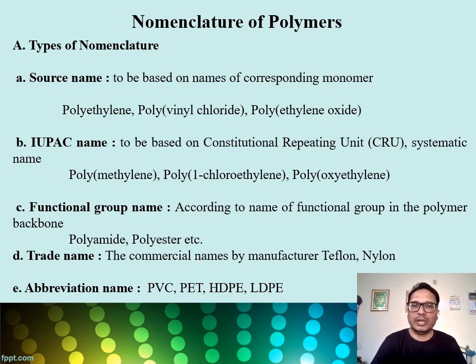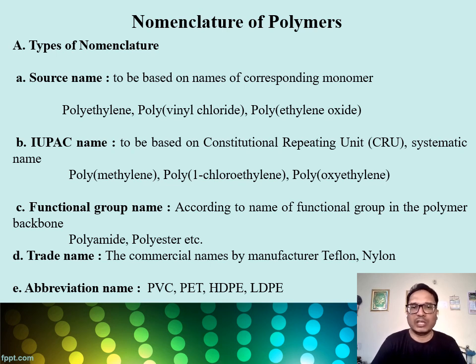Polymers can be named in a number of ways. Based on the source of the corresponding monomer, they can be called polyethylene, polyvinyl chloride, polyethylene oxide. In polyethylene, the source is ethylene, therefore it is called polyethylene. In polyvinyl chloride, the starting material or monomer is vinyl chloride, therefore it is called polyvinyl chloride.